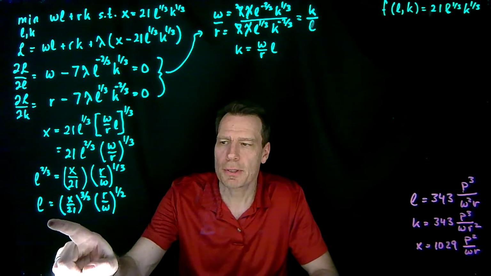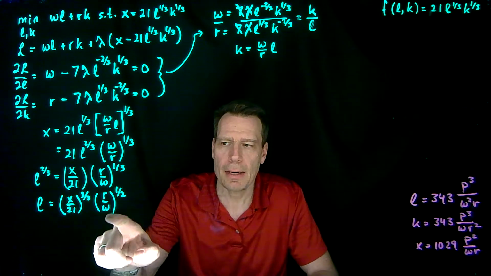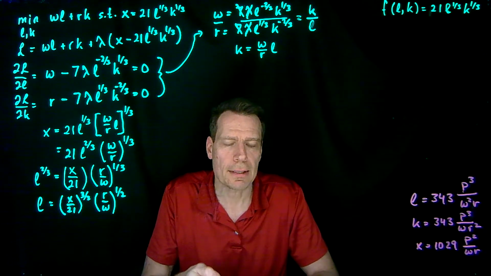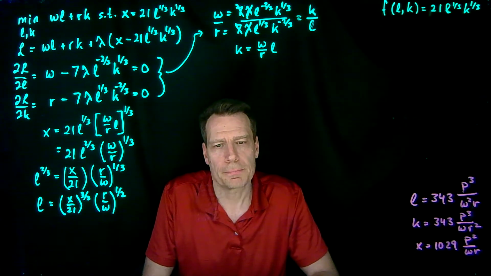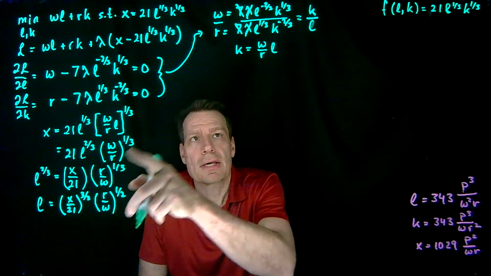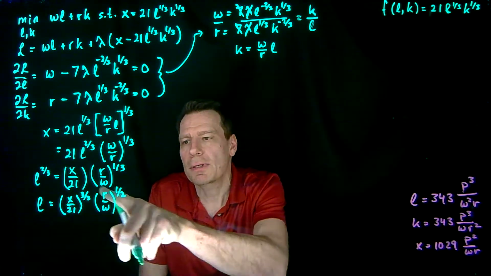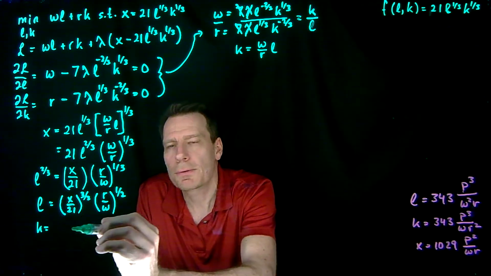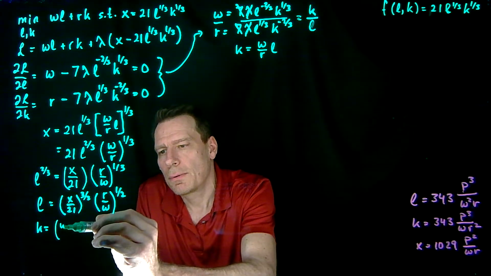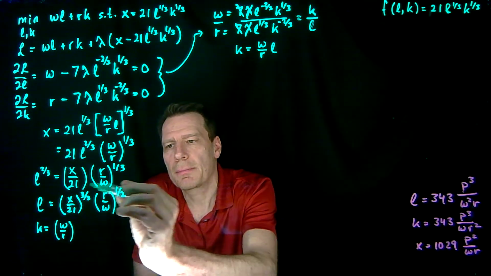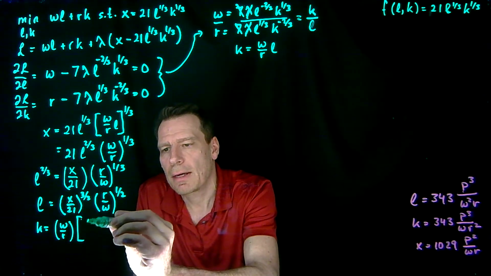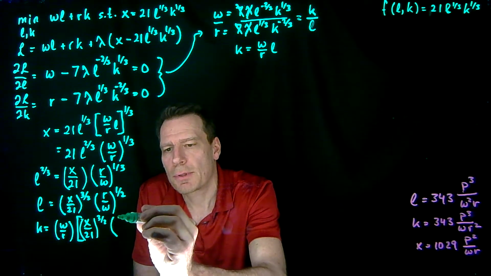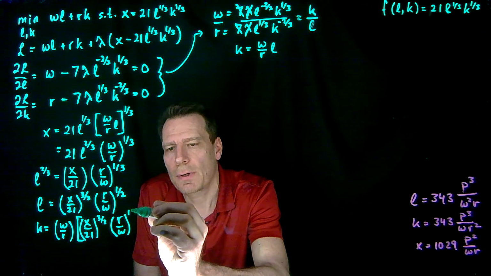Now we have an expression that tells us for any level of output and any input prices how much labor we're going to need if we try to produce that level of output in the least cost way. Finally, we can come up with the same expression for K by just substituting this L into this expression. So K is equal to W over R times L, but we're going to use this. So times x over 21 to the 3/2 times R over W to the 1/2.